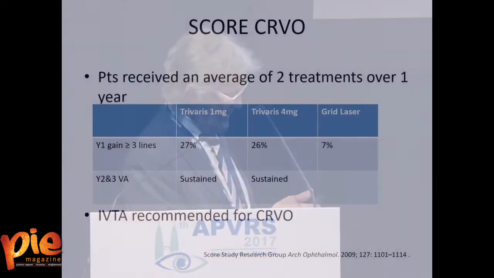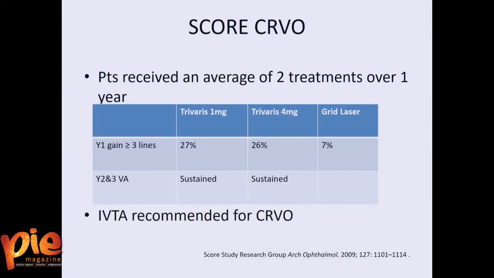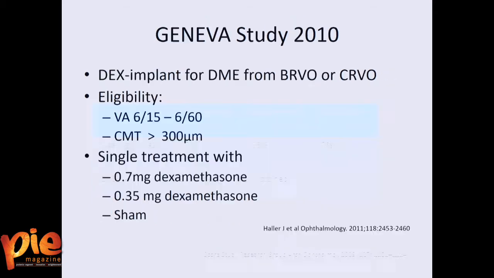However, the results for central retinal vein occlusion were much better. We had over a quarter of the patients gaining 3 lines in the 2 dosage groups, with only 7% in the observation group. These vision improvements were sustained in years 2 and 3. So they did recommend that triamcinolone is effective for central retinal vein occlusion.